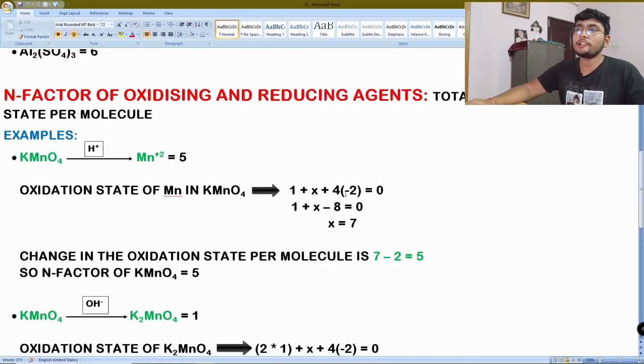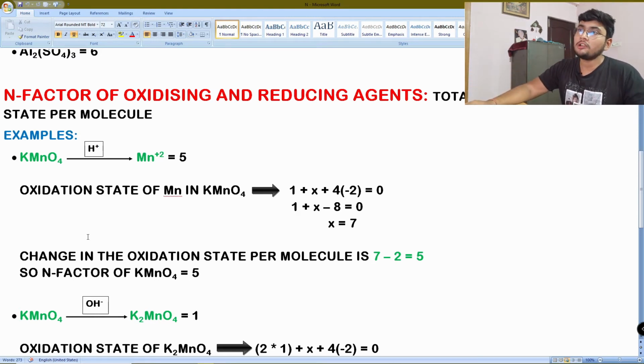And plus 4 times minus 2, because the oxygen will always have a minus 2 charge except in peroxides and hyperoxides. Except those, the oxygen will always have a minus 2 charge on it. So basically it is minus 2 charge and there are 4 oxygens, so that's why I have multiplied it by 4, and overall it is equal to 0 because overall potassium permanganate is a neutral species.